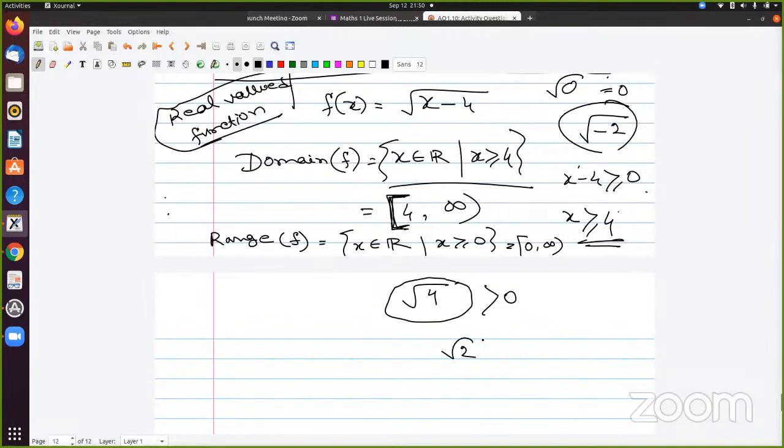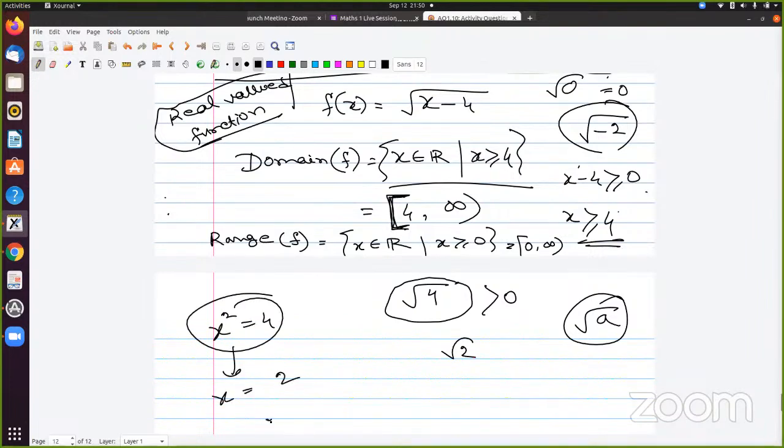No, root 4 is not negative, but the solution. Do you get my point? This is a number. This is a notation altogether. Root A is a number. This is a notation. We are not giving the solution of this. This has two solutions, 2 and minus 2. Okay, sir, I get the point.